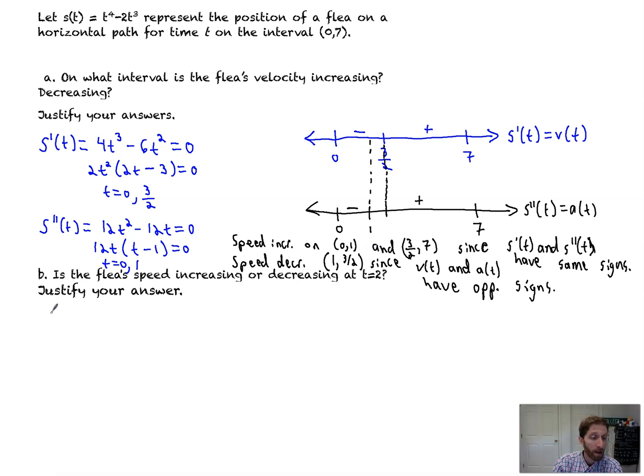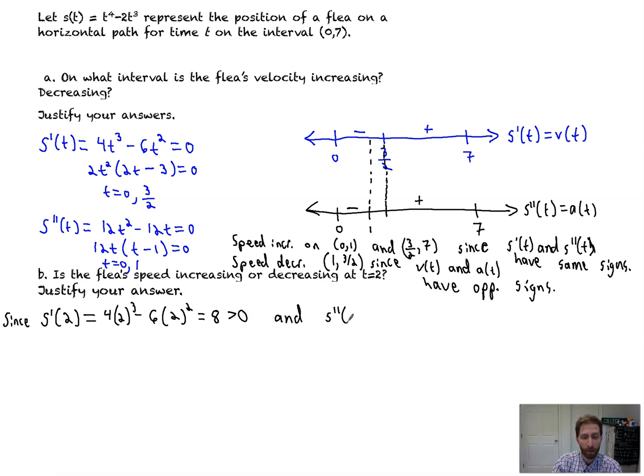Justify your answer. So let's find both. Here's how you would do this kind of problem. S prime of 2, actually the last problem was tougher. Since S prime of 2 is equal to, well, if I plug in 2, I'll get 4 times 2 cubed minus 6 times 2 squared. All right, well, that's 8 times 4 is 32, minus 24 is equal to 8, which is greater than 0. That's what we care about, is the sign.